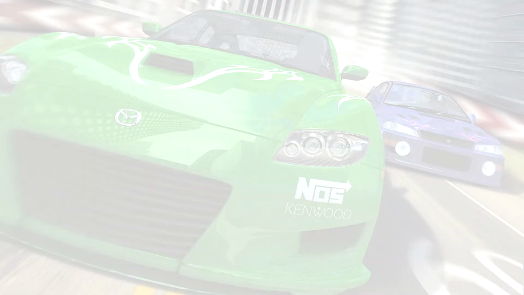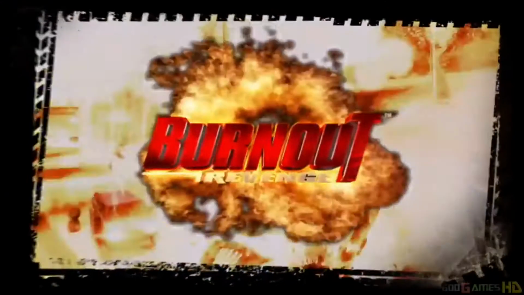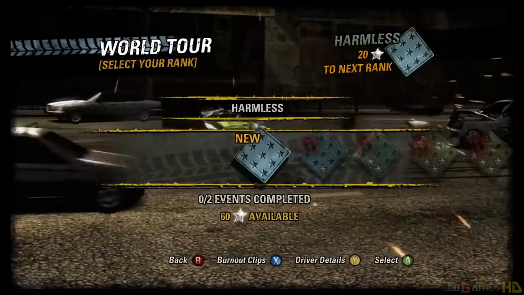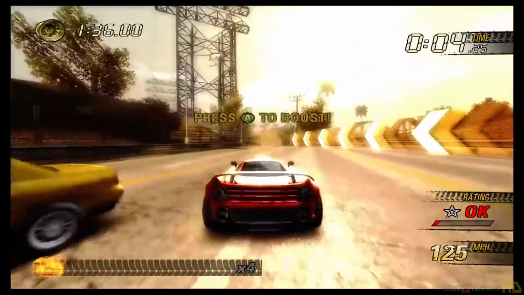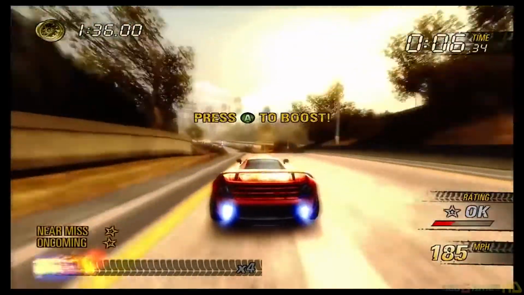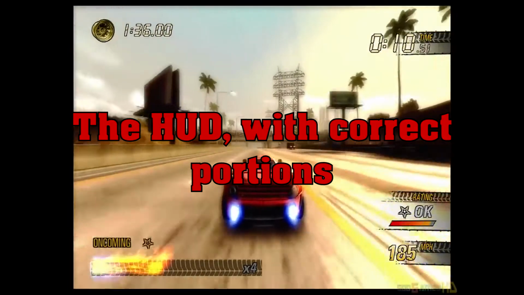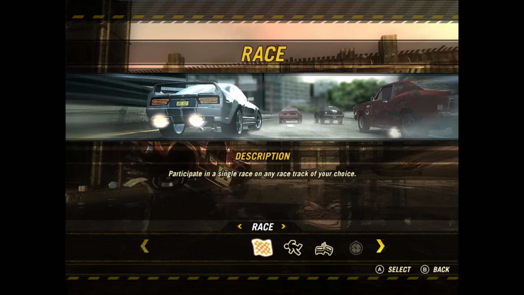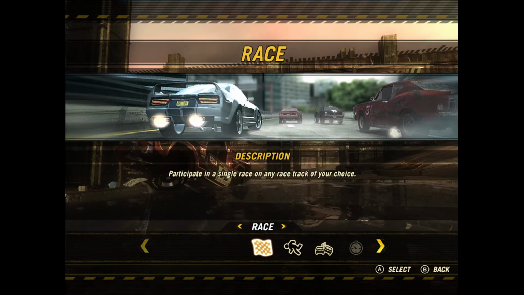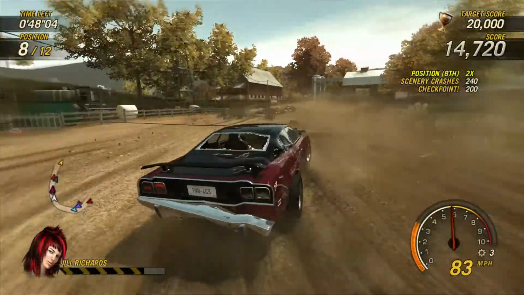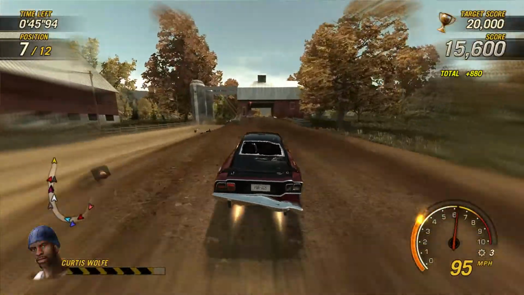Sometimes it was just one aspect of the interface, like with Burnout Revenge on the Xbox 360, where the menus had the proper aspect ratio, but during actual gameplay, the HUD elements are stretched from 4:3 to 16:9. Flatout Ultimate Carnage had the opposite problem, where the menus were stretched from 4:3, but during gameplay, the HUD displayed correctly.